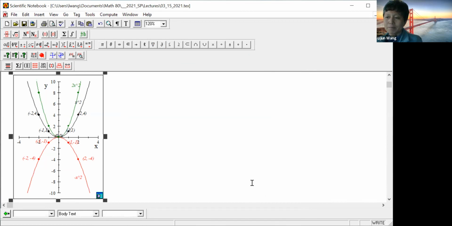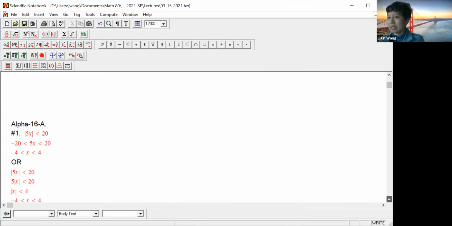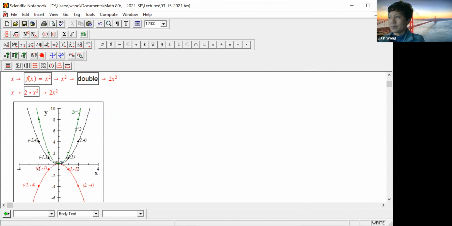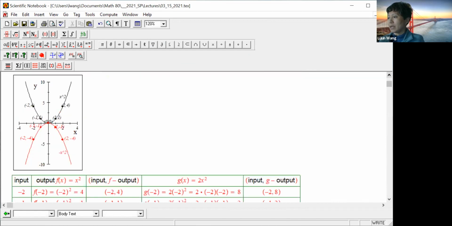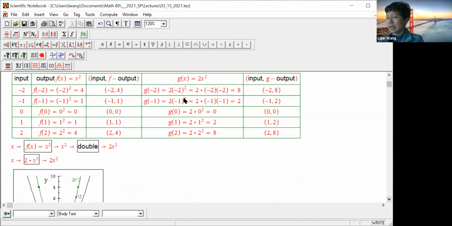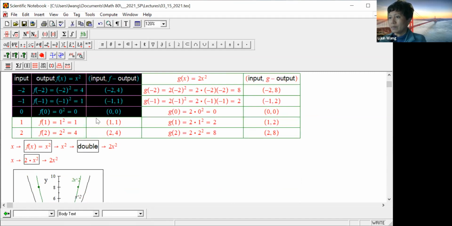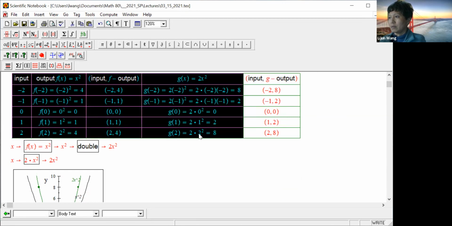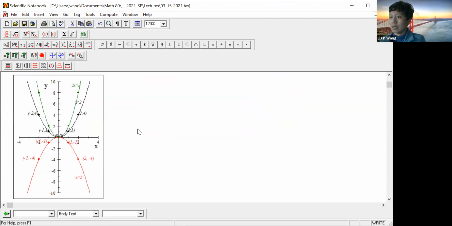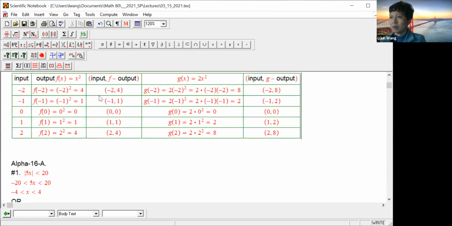Not too bad. Now, we're going to do half x squared, okay? We may not be able to finish today, but I'm asking you to complete it after class. We did a double x squared, and now we're going to do half x squared. I'm going to ask you guys to complete this table. And instead of double, we're going to do half.